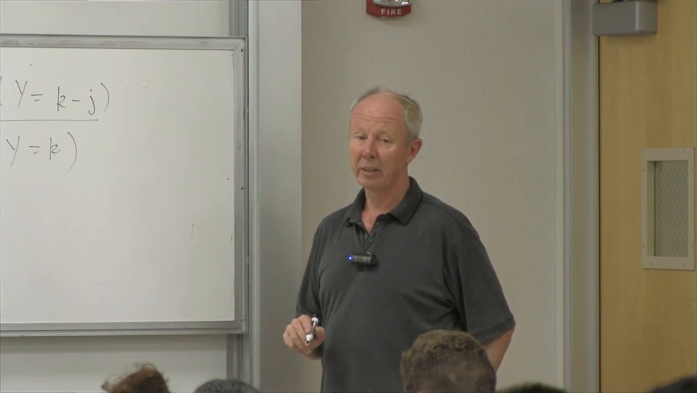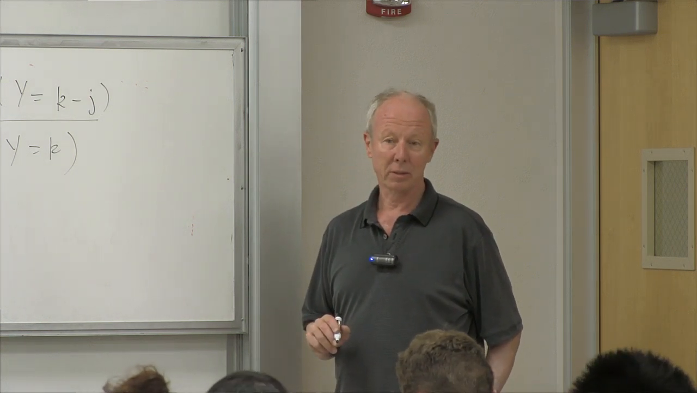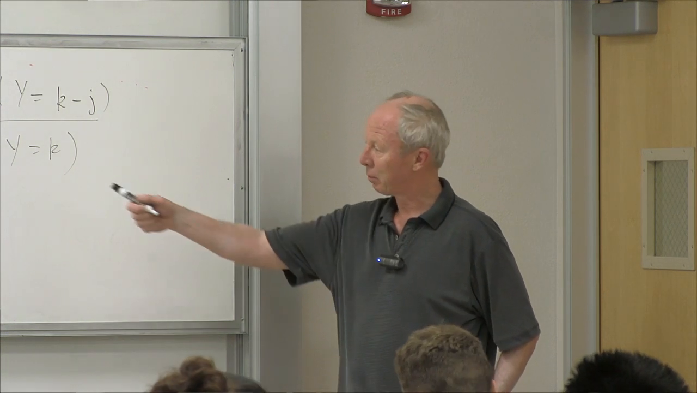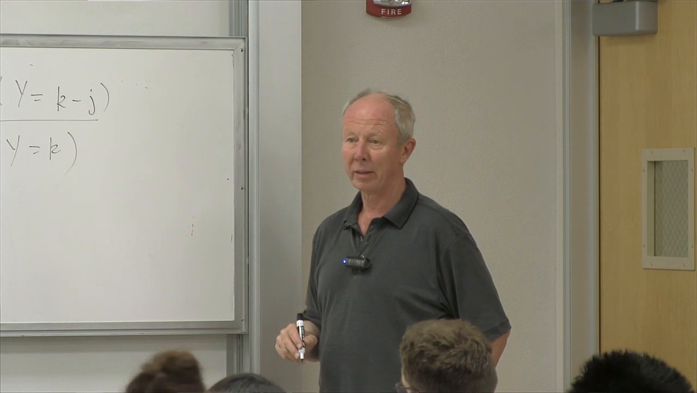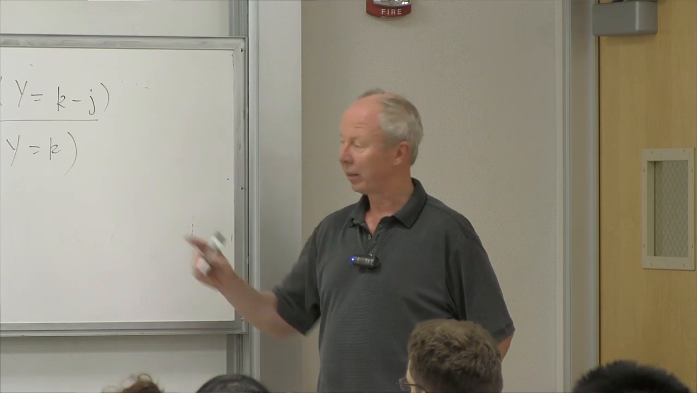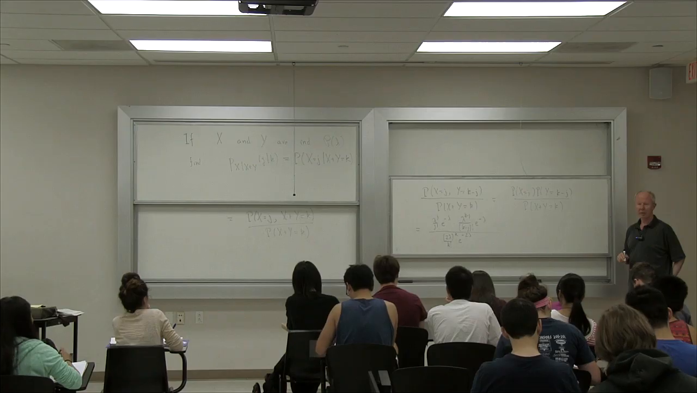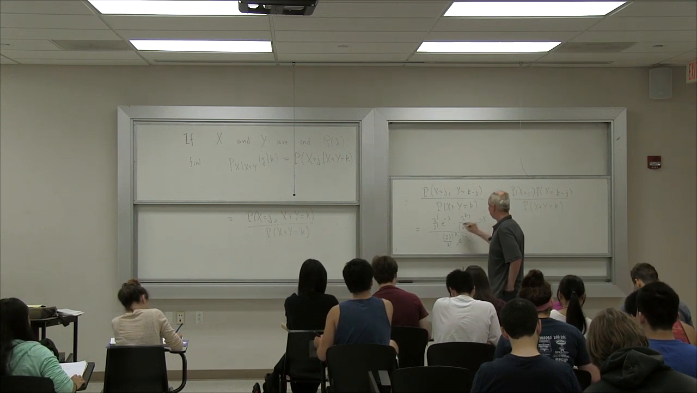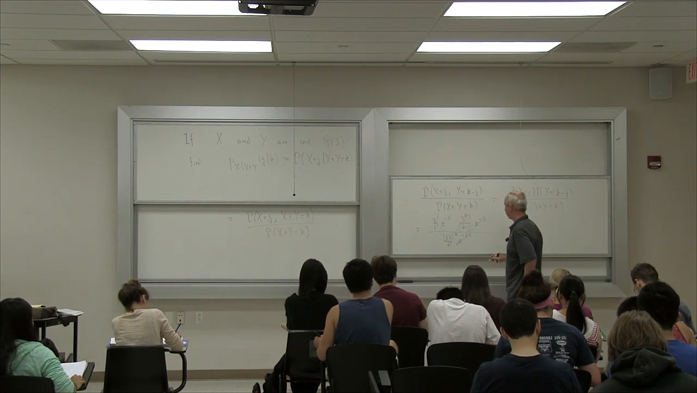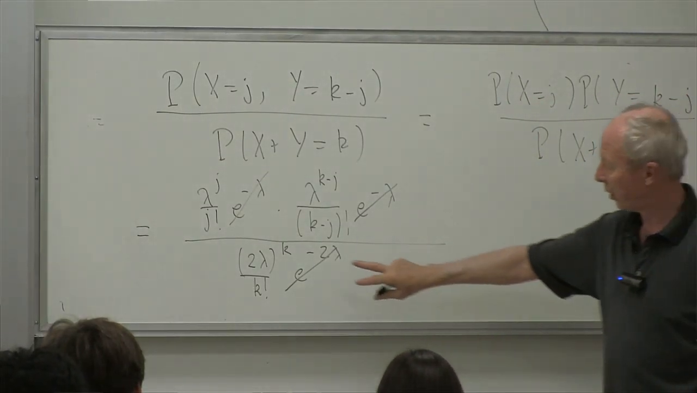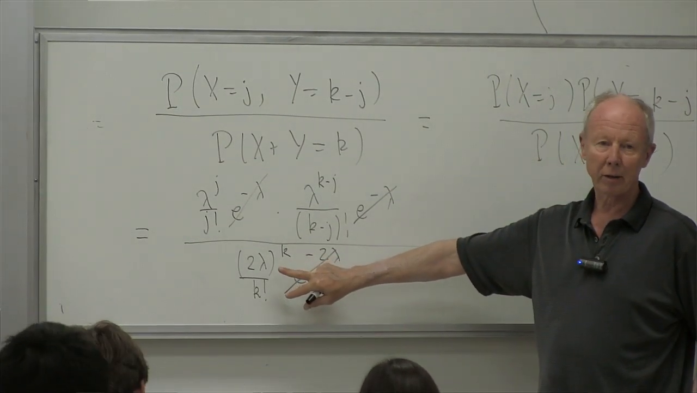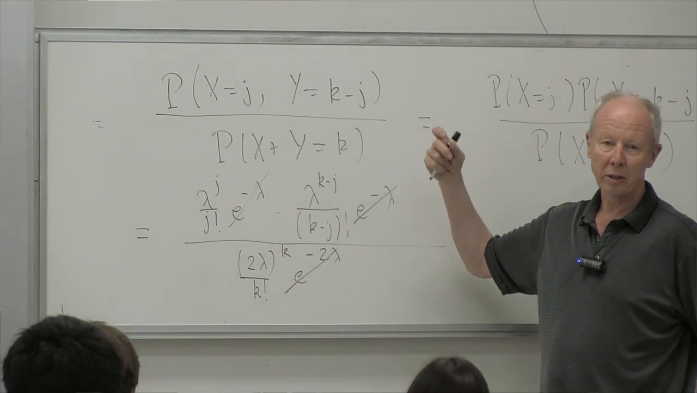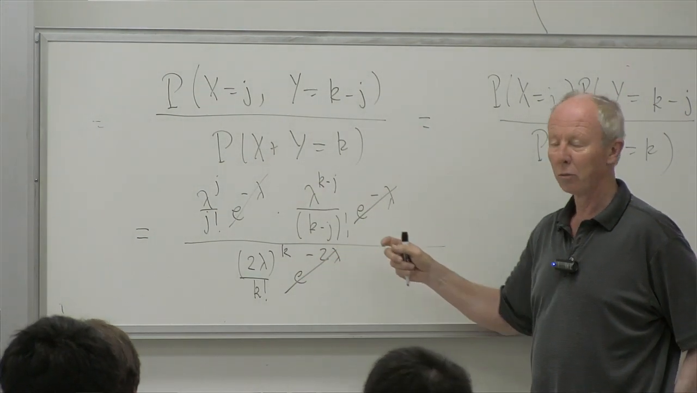What about the e terms, the exponentials? They cancel, right? Because what's the power of e in the numerator if I combine them? Yeah, e to the minus 2 lambda, and the denominator is e to the minus 2 lambda, so they cancel. The factorials become k choose j. So here in the denominator, we're dividing by k factorial, so that would mean it goes into the numerator up here.